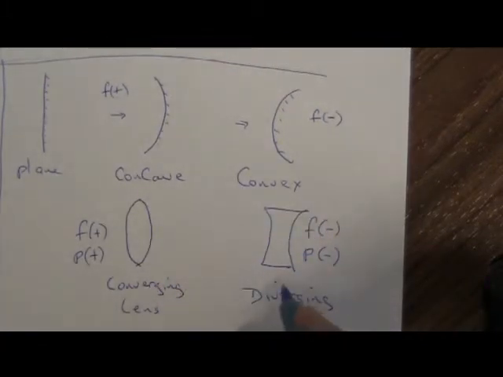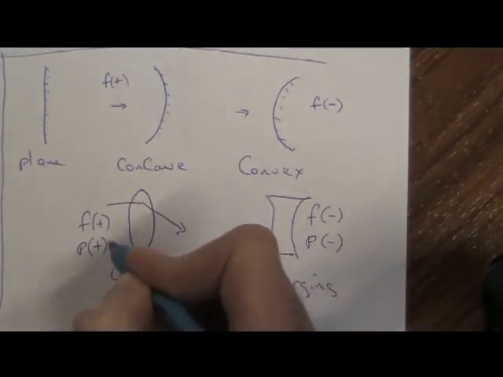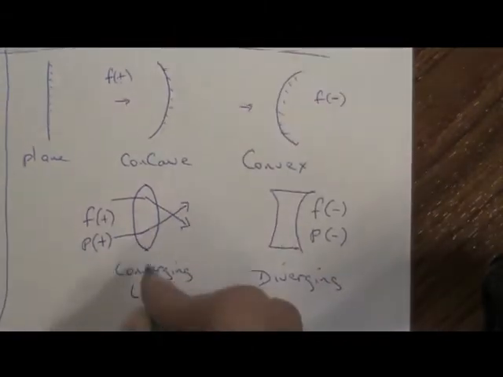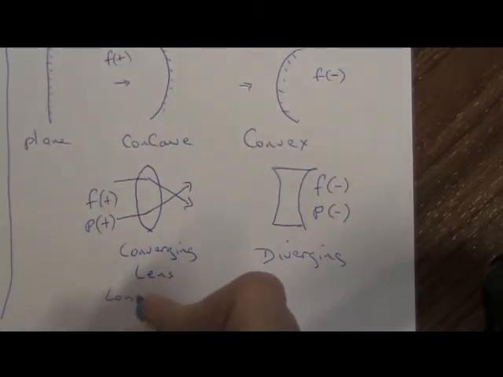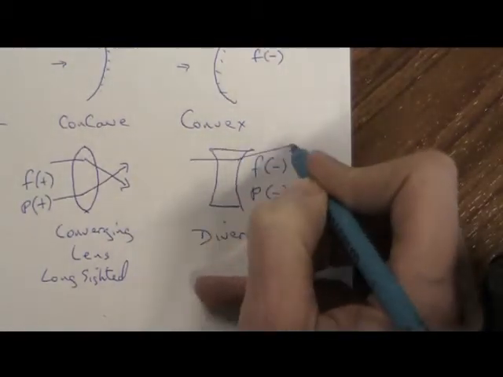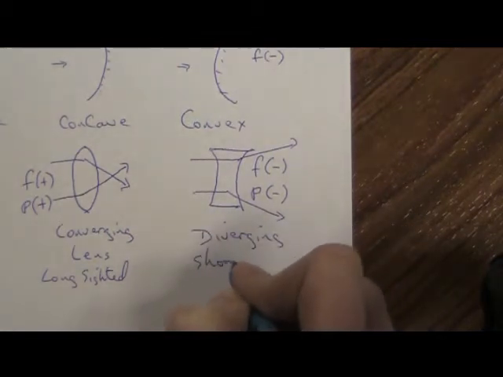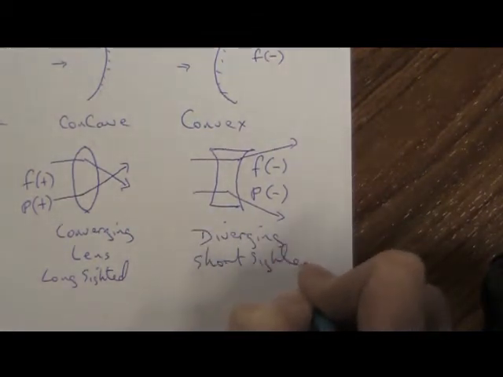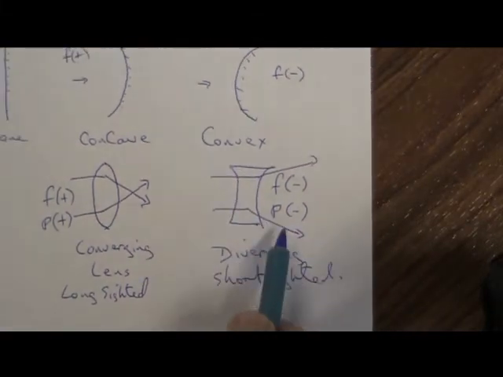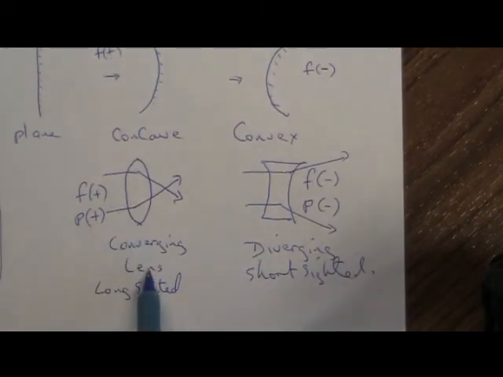What does a convergent lens do? Well, it bends light in, and we use it to treat people who are long-sighted. What does the divergent lens do? Well, it bends the light out, and we use it to treat people who are short-sighted. So if you're doing a question and you get a minus power, it means it's a divergent lens, and it means the person is short-sighted. If you get a positive power, it's a convergent lens, and the person is long-sighted.